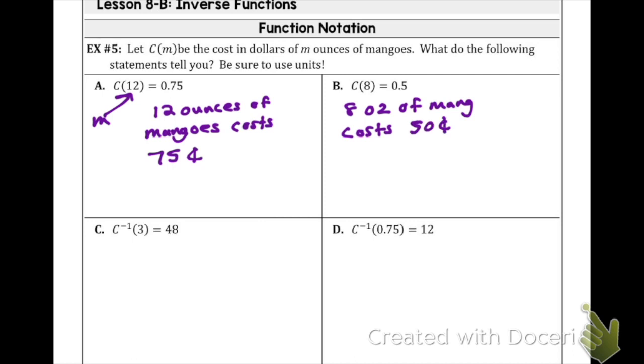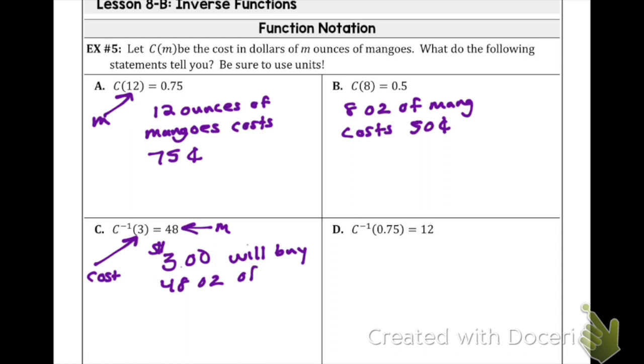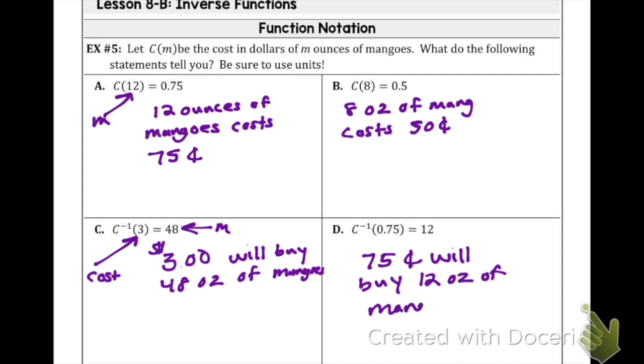Now when we do the inverse, this now is representing technically my Y, which was your cost. And now this is your M, which was mangoes. So it tells us that $3 will buy 48 ounces of mangoes. This one, 75 cents, will buy 12 ounces of mangoes.